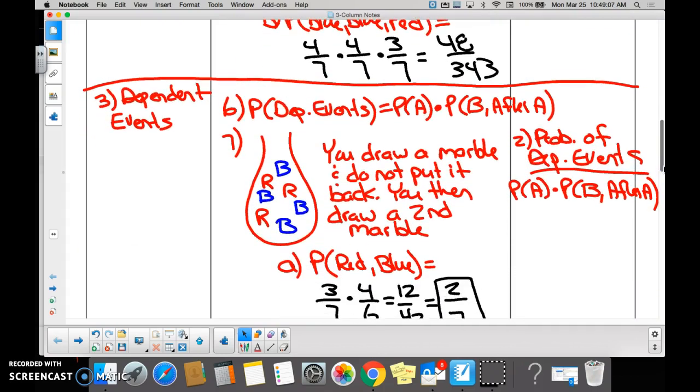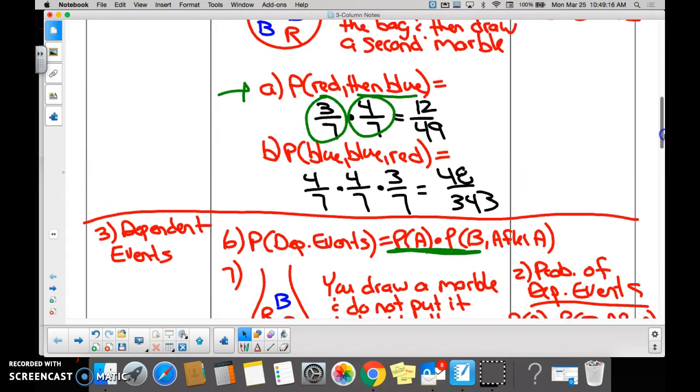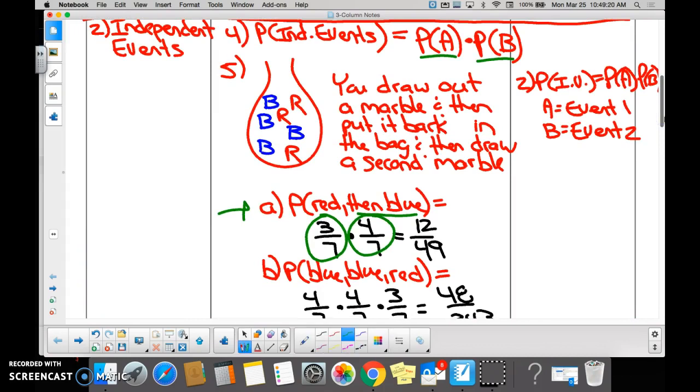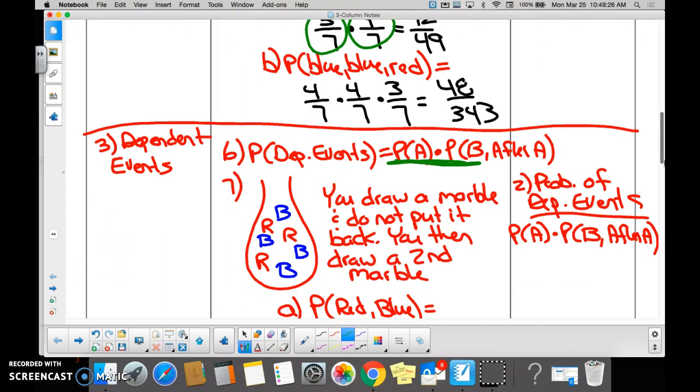The formula was a little tricky for us. Everything stays the same. This is the probability of dependent events, just like the probability of independent events. So the probability of independent events is A times B, right? The probability of dependent events is still A times B, but B is after A takes place, because they are going to impact each other. Event A has a major impact on event B, right?